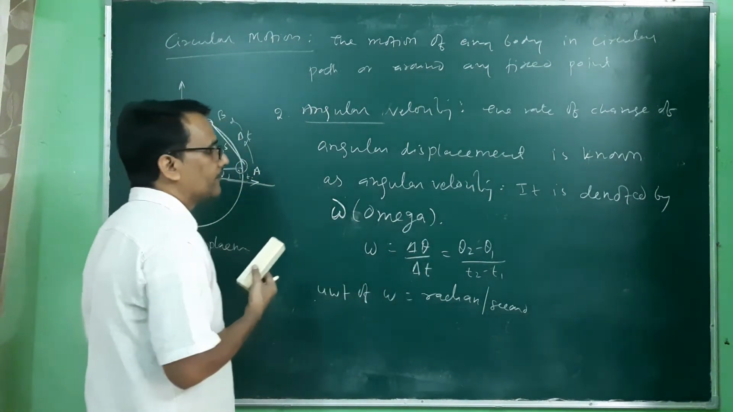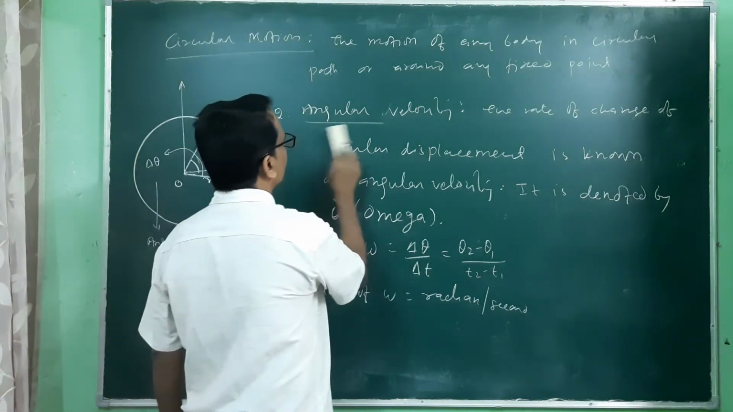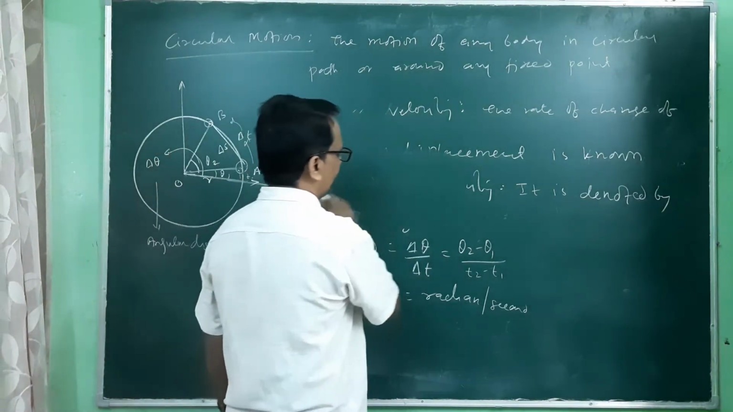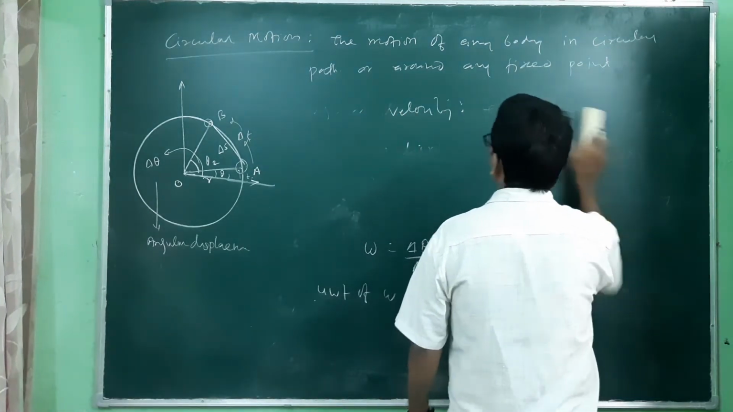How much is called 1 radian? What is 1 radian? Pi upon 90 degree. No. 20 degree upon pi. No.